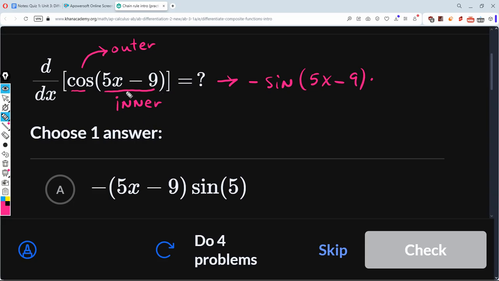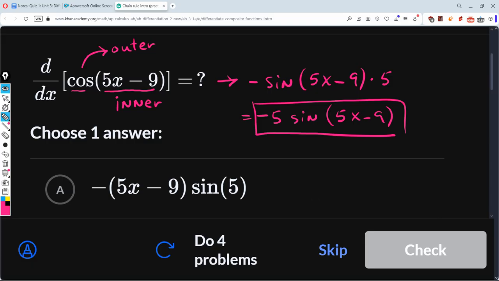The derivative of 5x is just 5. And the derivative of negative 9 is 0, so you just leave it off. Rewriting, since it's 5 times this and we have a negative sign, it's going to be negative 5 sine of 5x minus 9. All right, final answer.